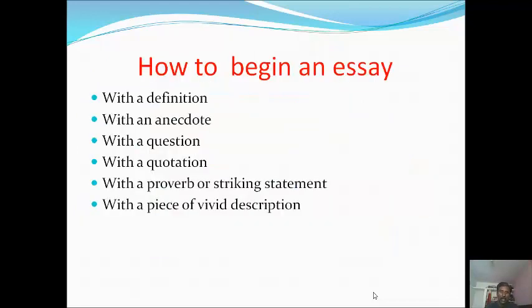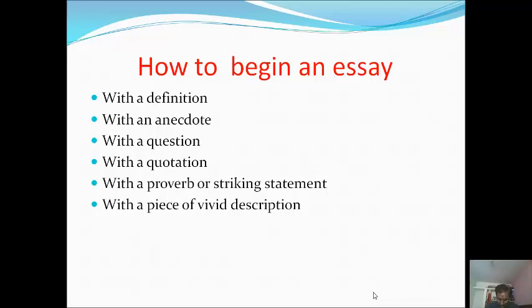And next one, how to write an essay. First one, how to begin an essay. As we discussed, an essay is divided into 3 parts. What are they? Introduction, body, and conclusion. Fine. So first, how to write the introduction. We may start an introduction with a definition, with an anecdote, anecdote means a short story, or with a question, or with a quotation, or with a proverb or striking statement, or with a piece of vivid narration.